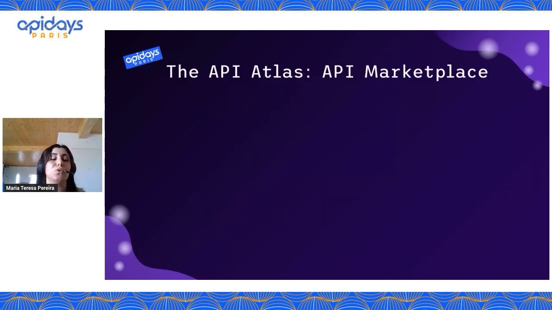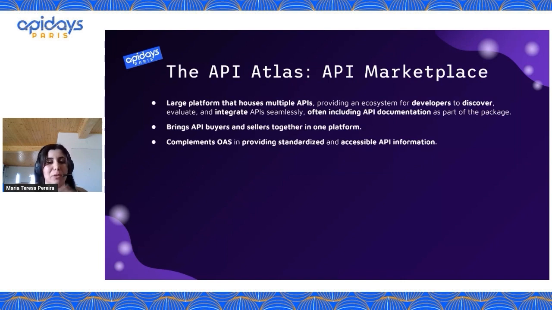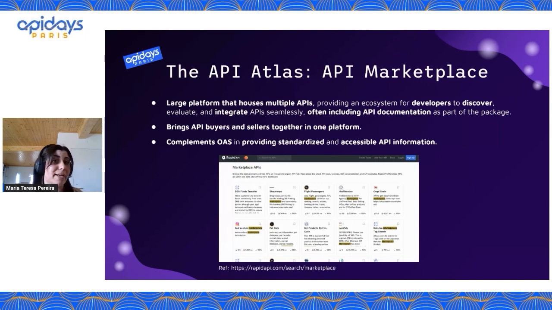Another concept related to API documentation is what I like to call the API Atlas, but in reality these are API marketplaces. An API marketplace is basically a large platform that houses multiple APIs and allows developers to discover, evaluate, and integrate APIs. It also includes API documentation as part of the package. An API marketplace brings API buyers and sellers together in one platform. To make this simpler, you can think of an API marketplace like an e-commerce website like Amazon.